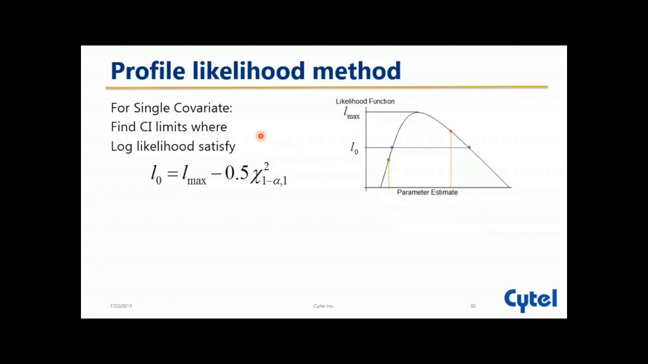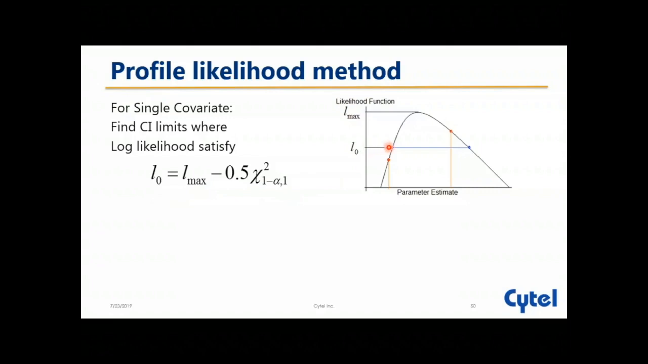In profile likelihood, instead of having such vertical cuts, we have a horizontal cut. See what is the maximum likelihood, in this case log likelihood. We'll denote it by L max. Now we are interested in 2 points which will give us the likelihood value as L max minus half times chi-square 1 minus alpha with 1 degree of freedom.